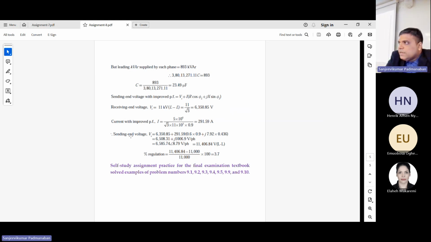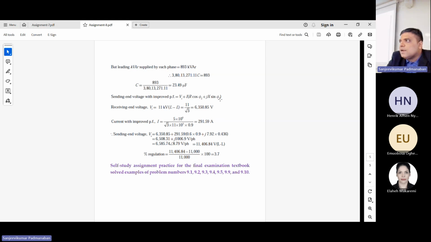Then I want to calculate my sending end voltage. Now I want to apply everything here. So my Vr is this. I already calculated my receiving end voltage, which is 6350.85 volt, plus my I, 291.59 ampere, into my resistance 0.6, given in the problem, and cos phi 2 is 0.9 power factor. Please put 0.9 here because I want to improve to 0.9, plus j 7.92 into sine of phi 2.